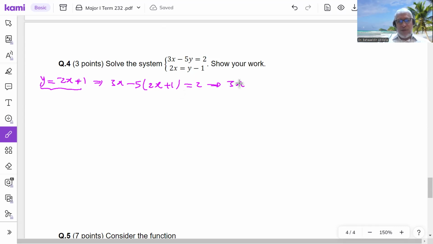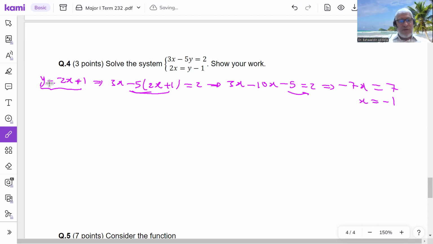So I have 3x. And now negative 5 has to be multiplied by these two terms. So negative 5 times 2x, negative 10x. And negative 5 times 1 is negative 5, equals 2. Well, 3x minus 10x is negative 7x. And I'll take 5 to the other side. It is 7. So x is negative 1.